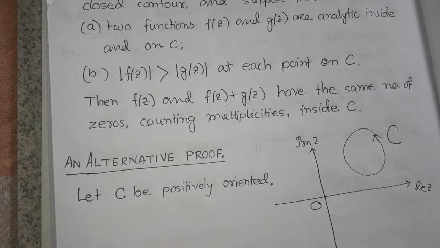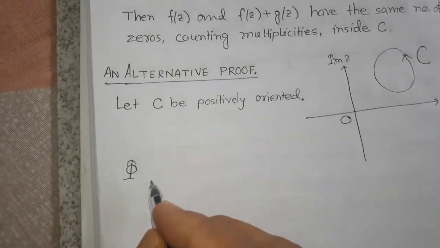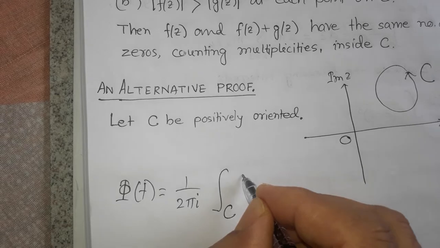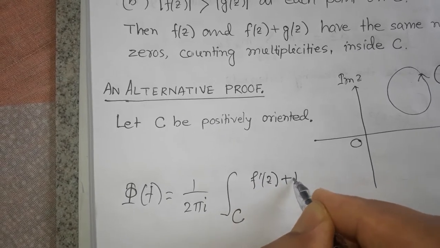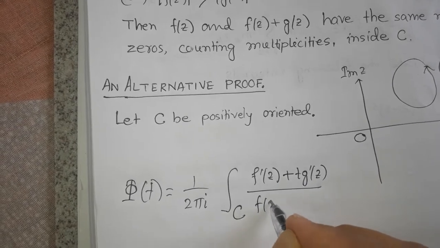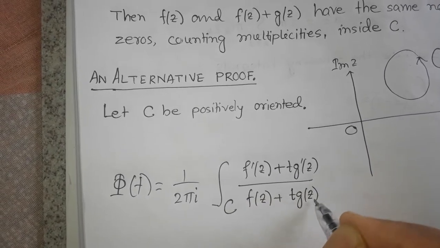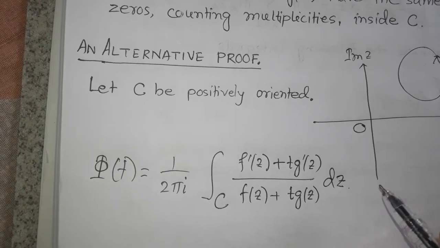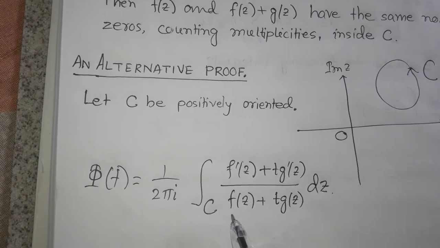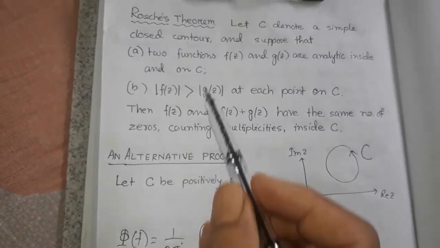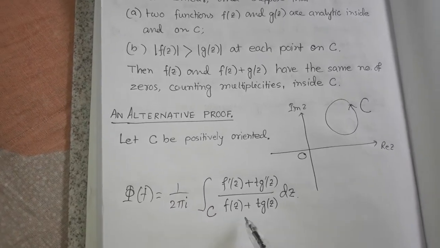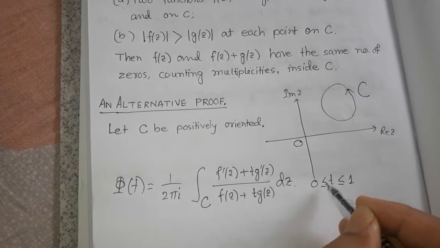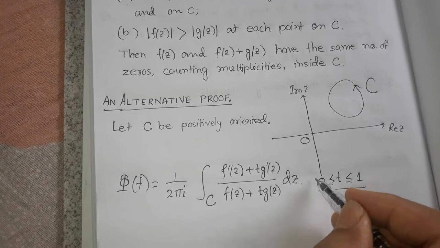Now we consider the function phi(t), which is equal to 1 by 2 pi i times the integral over C of (f'(z) + t g'(z)) / (f(z) + t g(z)) dz. So you consider this integral. This is defined because f(z) and g(z) are analytic inside, for t greater than or equal to 0 and less than or equal to 1. So in this interval we define this function.